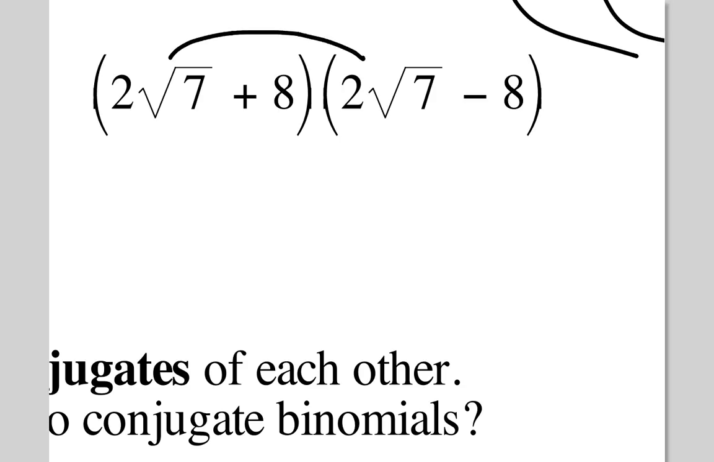All right, go like this. You get 4 times 7. Do you agree? Because the root 7 times root 7 is just 7. And 2 by 2 is 4.